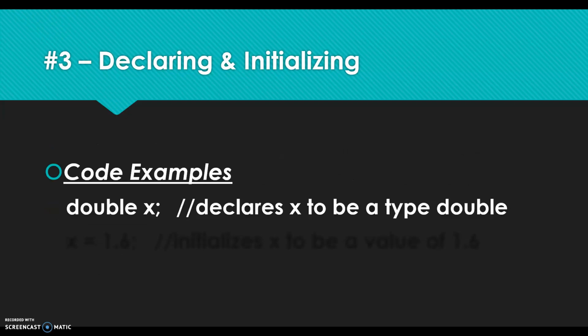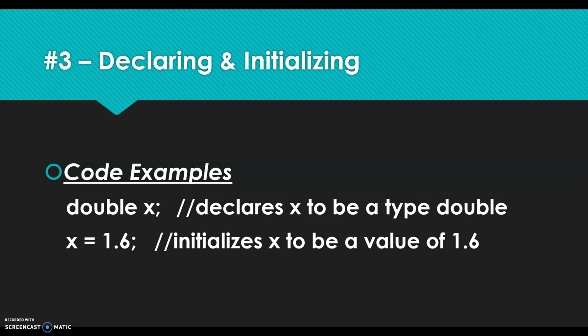Here's an example of how to declare a variable. I have a variable called x, and it's going to be a double variable. It's going to store a value that might have a decimal point in it. This is initializing it. I say x is equal to 1.6. Now I can declare and initialize in the same line, and I'll show you that in future slides.